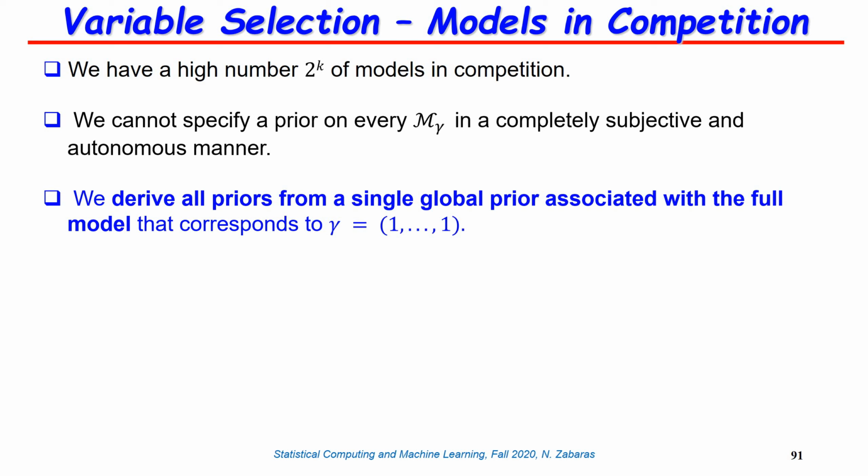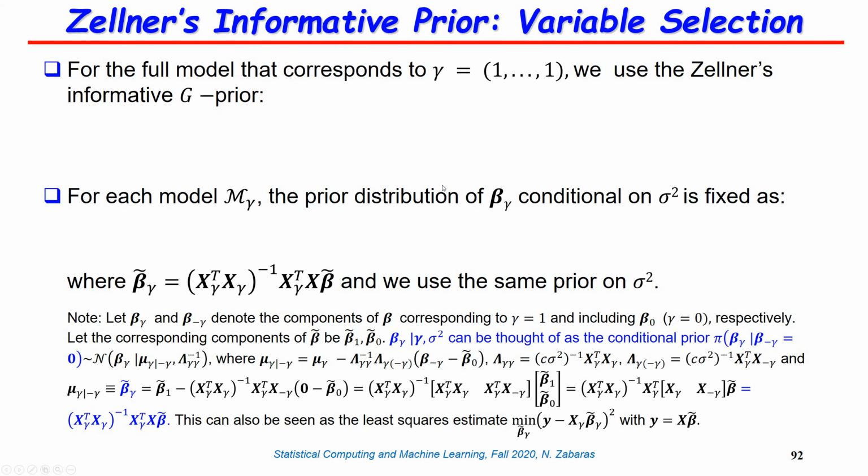And the right approach here is to define a prior model for beta when all the parameters are in the model, so when gamma is equal to 1, 1, 1, 1, all the way for all k explanatory variables, and then define a prior model that is consistent with this generic, global prior model in a certain way. And the question is what that certain way is going to be.